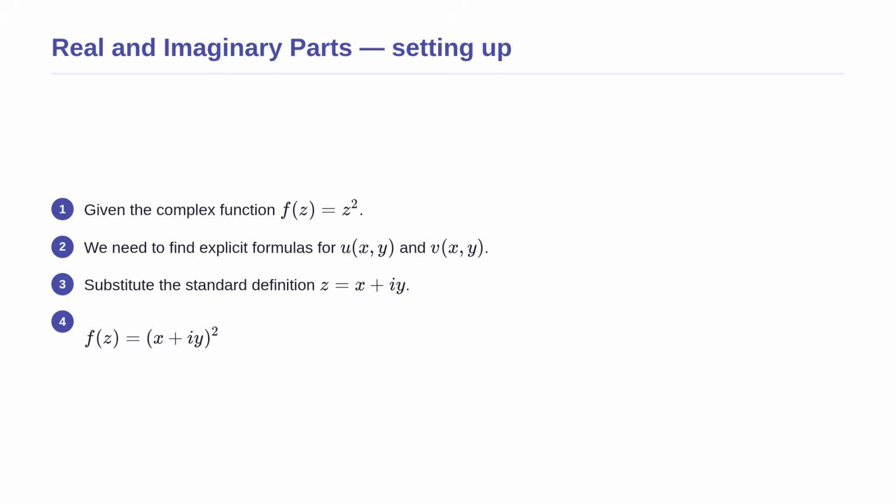Now that we have a visual understanding, let us work through a concrete example. We are given the complex function f of z equals z squared. Our goal is to find the explicit formulas for its real part, u, and its imaginary part, v. Finding these parts allows us to see exactly how the horizontal and vertical coordinates are transformed by the squaring process. We start by substituting the standard definition of a complex variable, x plus i times y, into the given function. We place the entire expression for the complex number inside parentheses to prepare for standard algebraic expansion.